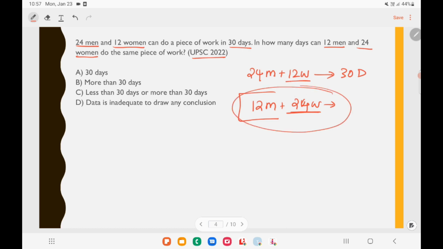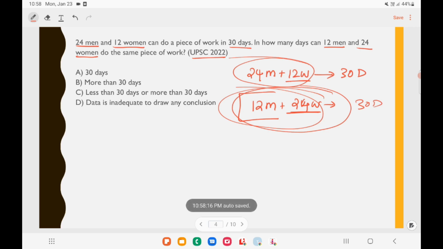And if the question says that men and women are equally efficient, then it doesn't matter what gender is, right? Because both are equally efficient. So we just need to look into the total number of people. So here 36 people are there, here also there are total 36 people. So it will take 30 days here also if both men and women were equally efficient. So here it hasn't been mentioned anything about efficiency. So the answer is option D. Data is actually inadequate.